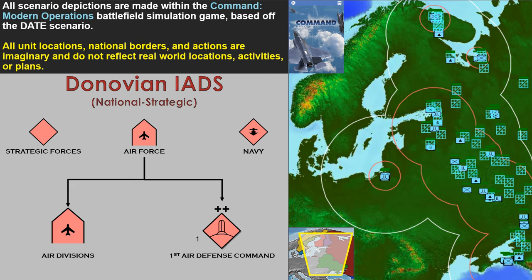The three pillars of National Strategic Denovian IADS are the Strategic Forces, Air Force, and Navy. To review what National Strategic means, please view our episode 1-2, Great Power Competition. Also, to review reading orders of battle and the role of strategic forces, view our episode 3-1, How to Read Orders of Battle. Now, for Denovia, the mainstay of their IADS is their Air Force, which is in line with how most real-world militaries run their IADS efforts.